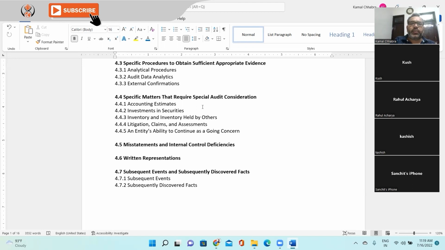Why are those accounting estimates generally considered a special audit consideration matter? Because it involves a lot of assumptions, management assumptions. Yes, and assumptions are from management, so there might be a chance of manipulation in those assumptions to meet their internal targets, right? So that is the reason accounting estimates are generally considered a special audit consideration.